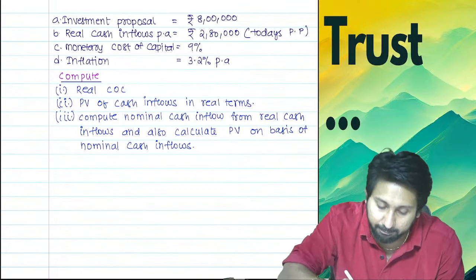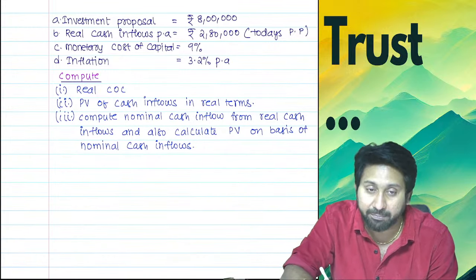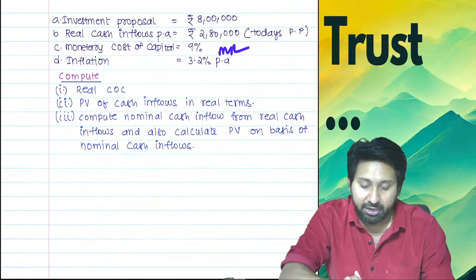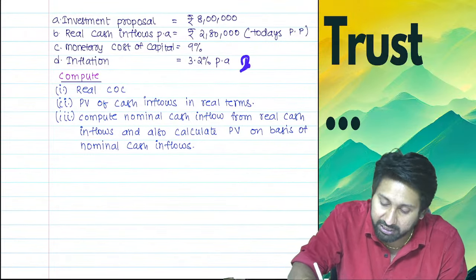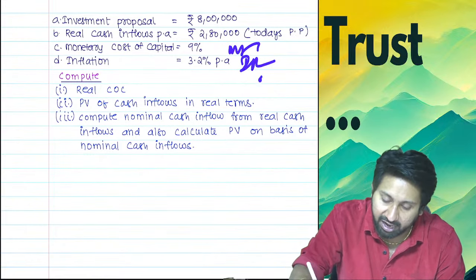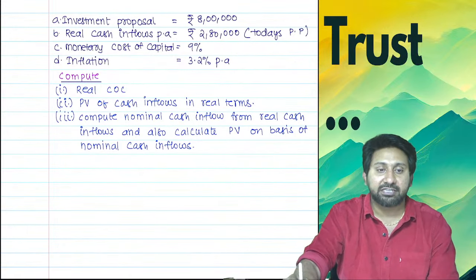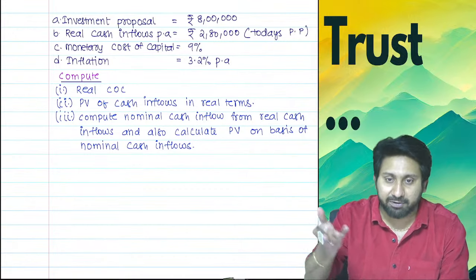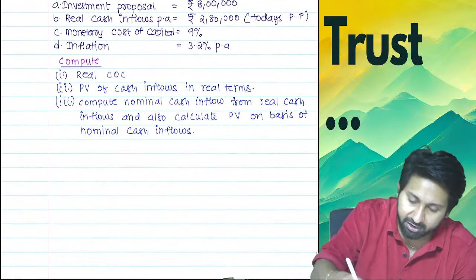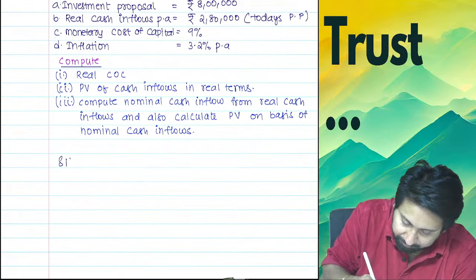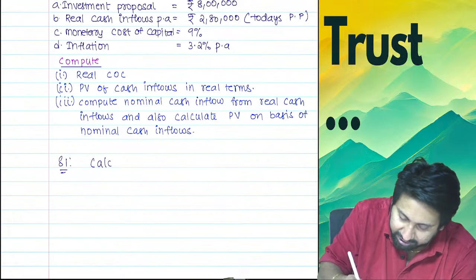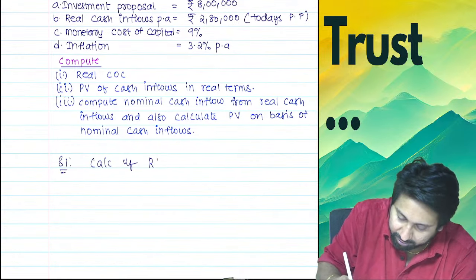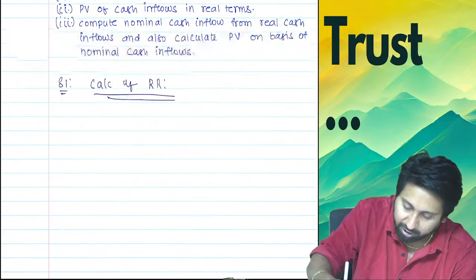life. Monetary cash to cost of capital means what? Money rate. Inflation means what? IR. MR is given. IR is given. First, he is asking us to calculate RR, the real cost of capital. Cost of capital is the rate, PV factor. Okay, first step one, calculation of real rate formula.